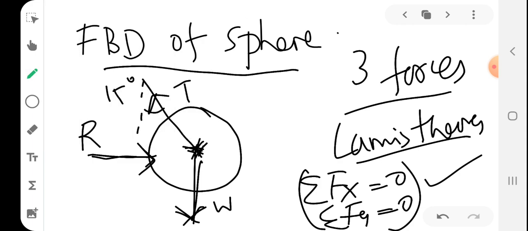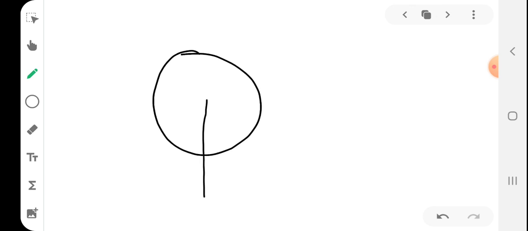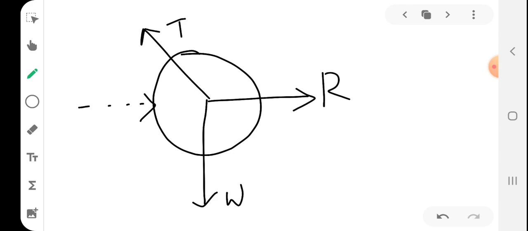ലോ ഓഫ് ട്രാൻസ്മിസിബിലിറ്റി പ്രകാരം നമുക്കൊരു ഫോഴ്സിനെ അതിൻ്റെ ലൈൻ ഓഫ് ആക്ഷനിൽ എങ്ങോട്ട് വേണമെങ്കിലും ട്രാൻസ്ഫർ ചെയ്യാം, അതിൻ്റെ എഫക്റ്റ് മാറില്ല. അപ്പോൾ ഈ സ്ഫിയറിൻ്റെ W ഇതിലുണ്ട്, T ഉണ്ട്. ഇവിടെ ഉണ്ടായിരുന്ന R നെ ഞാൻ ഇവിടത്തേക്ക് കൊണ്ടുവന്നു, കാരണം അതിൻ്റെ എഫക്റ്റ് മാറില്ല, അത് സെയിം ലൈൻ ഓഫ് ആക്ഷനിൽ സെയിം ഡയറക്ഷനിൽ ട്രാൻസ്ഫർ ചെയ്തതാണ്. ലോ ഓഫ് ട്രാൻസ്മിസിബിലിറ്റി നമ്മൾ ഓൾറെഡി ഫസ്റ്റ് ക്ലാസ്സുകളിൽ പഠിച്ചതാണ്.